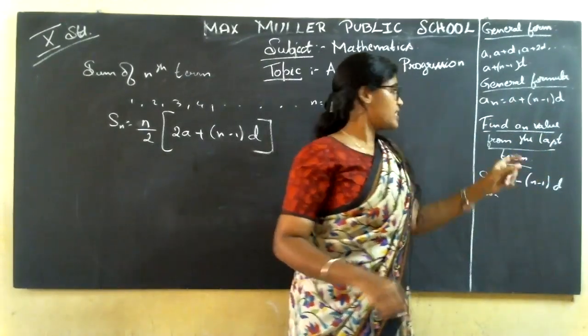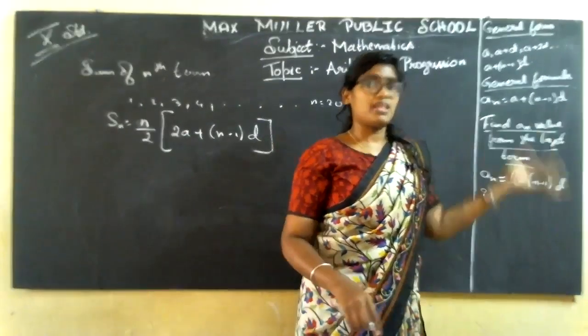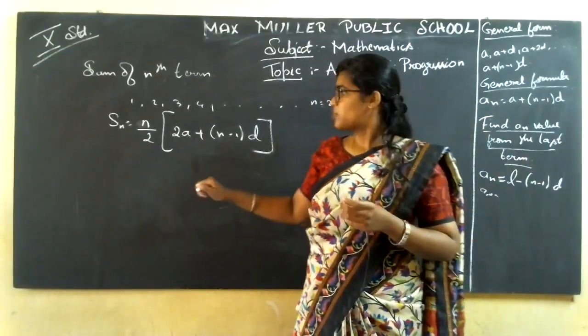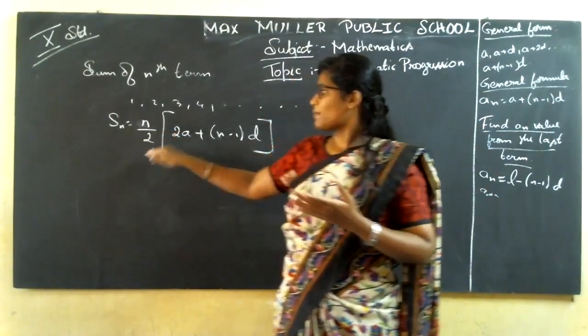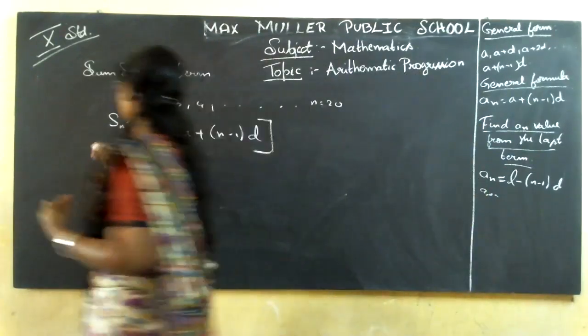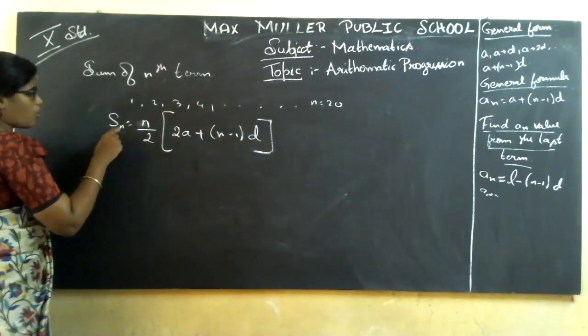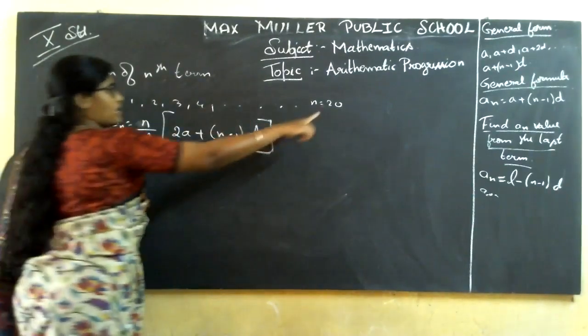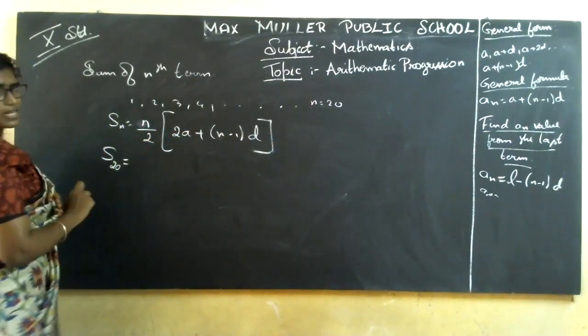Until and unless they ask you to find the sum of n terms from the last, till there you are going to put this formula. Clear? So Sn is equal to n by 2 into 2a plus n minus 1 into d. Now what is this S? It is the sum of the given AP. What is this n? N is the number of terms. So 20 is the value.